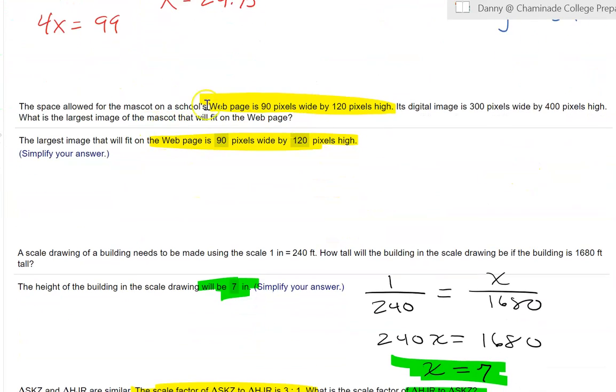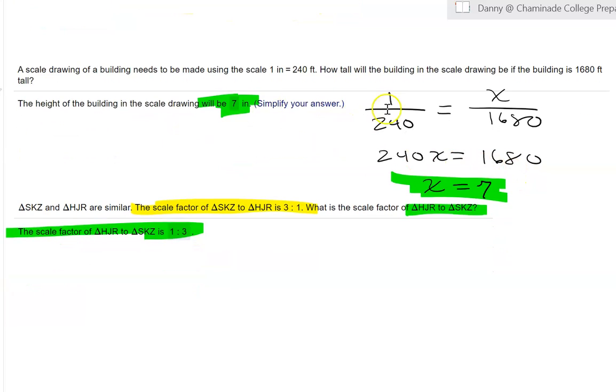Here we're reading here. So this is the largest size in terms of pixels that can be used. Even though the image is larger than that, this is the largest the image can be. So 90 and 120.